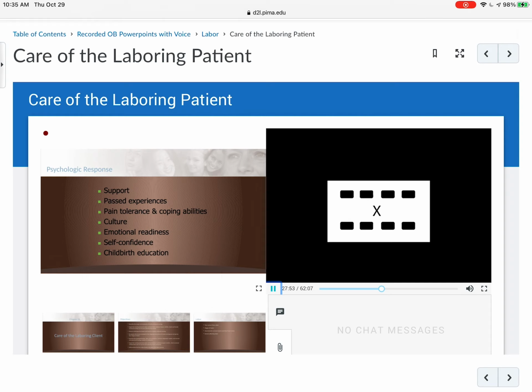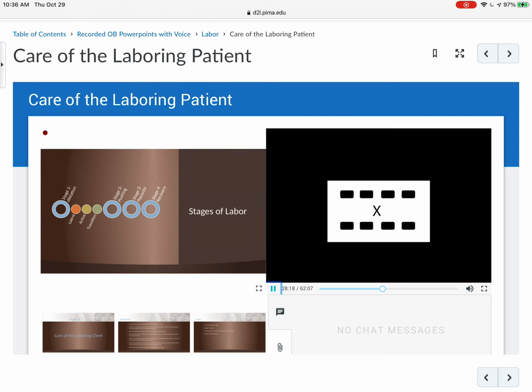Home deliveries, they actually bring in like a pool and they can deliver in the water, because if you think about it, just taking a bath is so relaxing. So we encourage them to do that. We encourage dancing moves and getting on the labor balls and all kinds of things to build up their confidence so that they know that they can do this experience, particularly with good support.